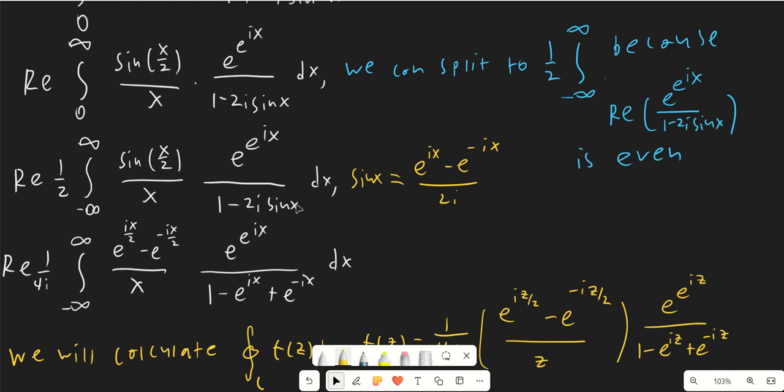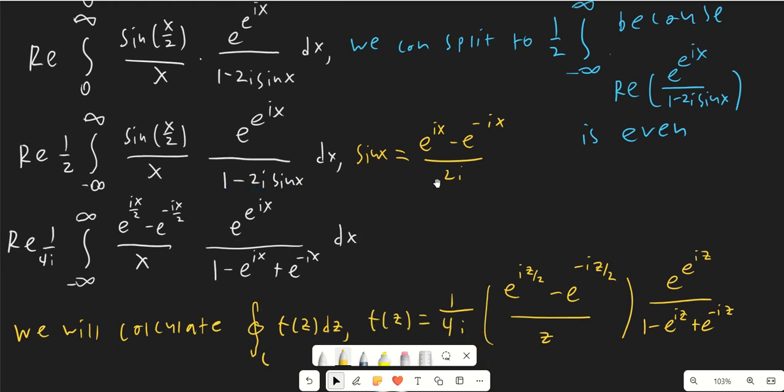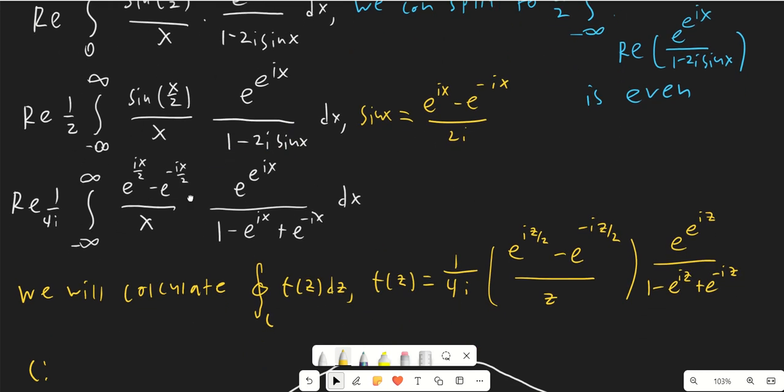Now we're going to go ahead and replace everywhere we see sine x with e to the ix minus e to the negative ix all over 2i. And in this case, this 2i just sort of cancels with this 2i. In this case, we're going to bring it out as a 1 over 2i. So now we have a lot of different functions here. But it turns out that all of these functions actually work quite nicely in a nice classic contour integral.